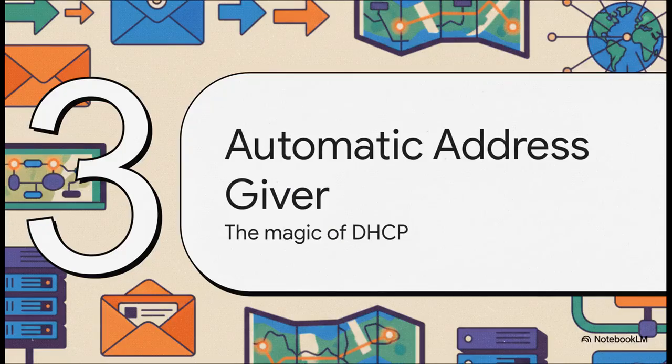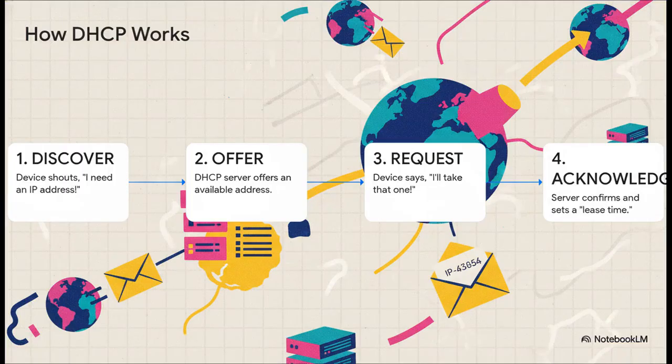Okay, so if these addresses are temporary, how in the world does your device get a new one every single time you connect to a new network? I mean, can you imagine having to type one in manually? It would be a total nightmare. Luckily, we have a really cool automated system for that. It's basically a 4-step conversation called DHCP.